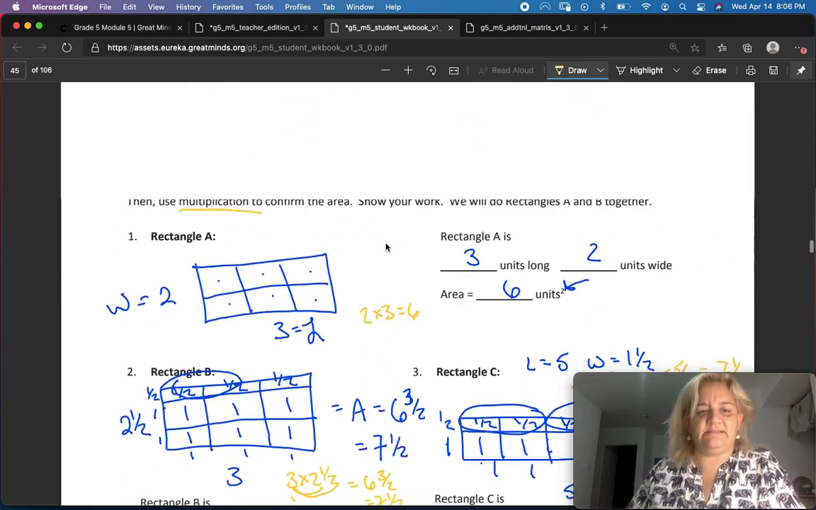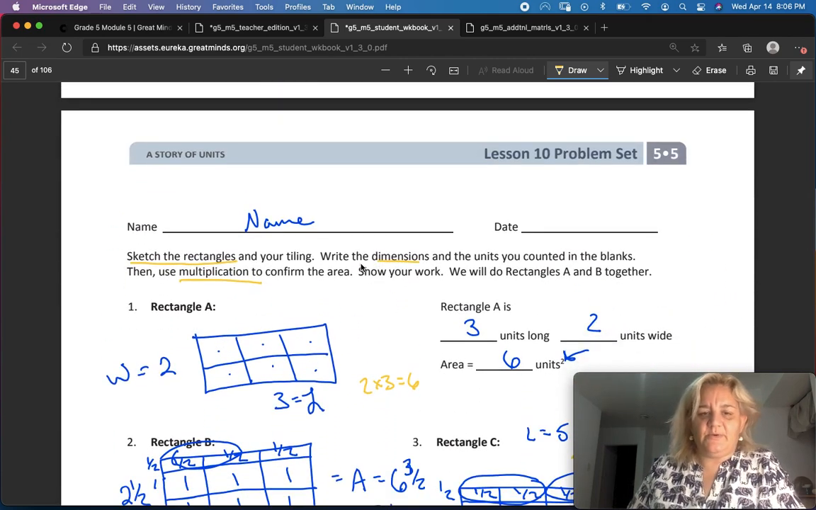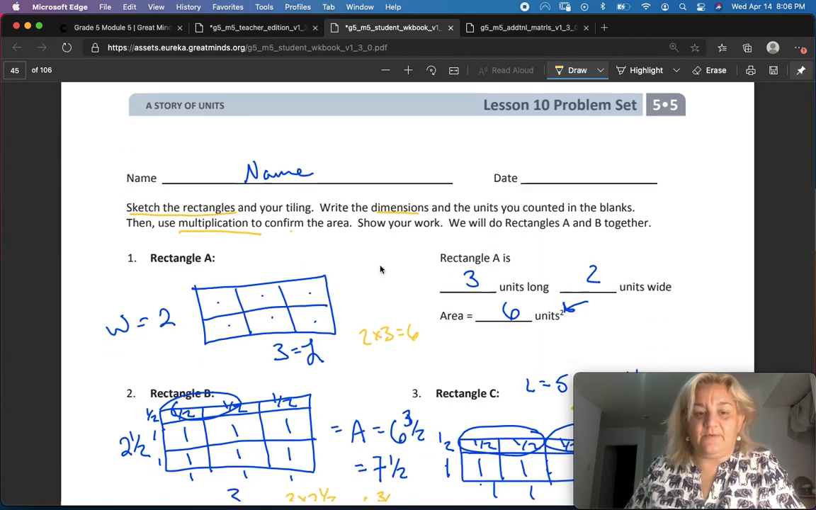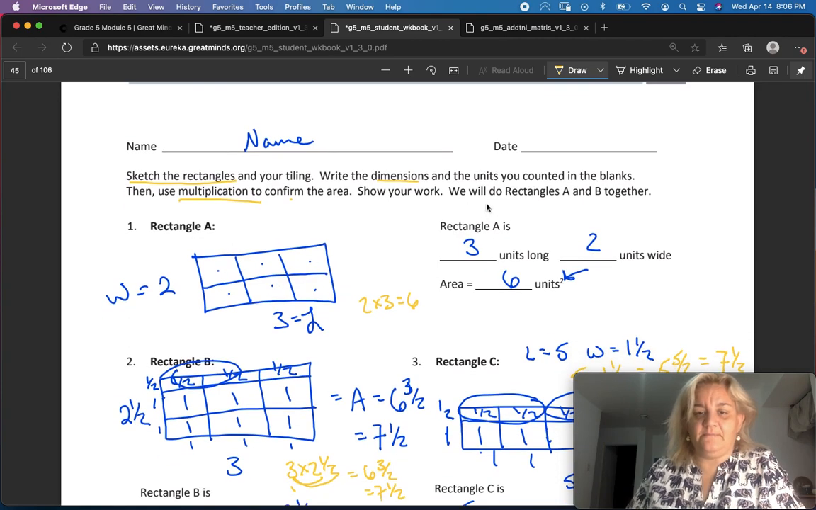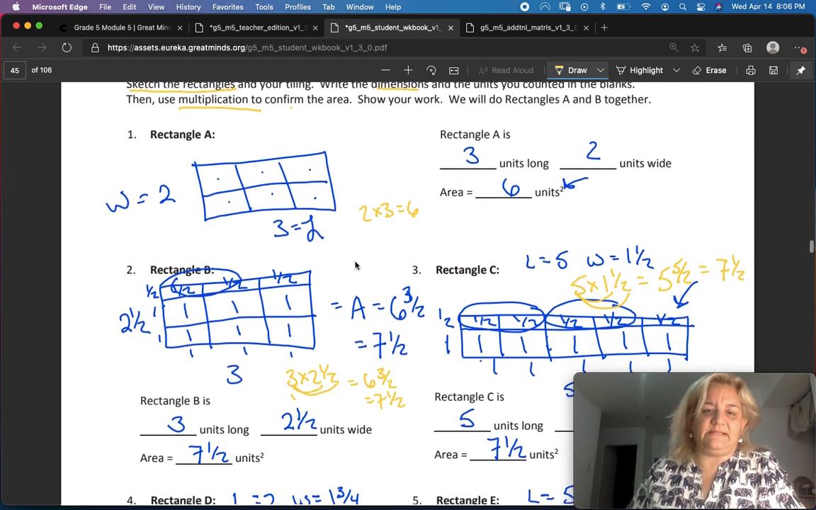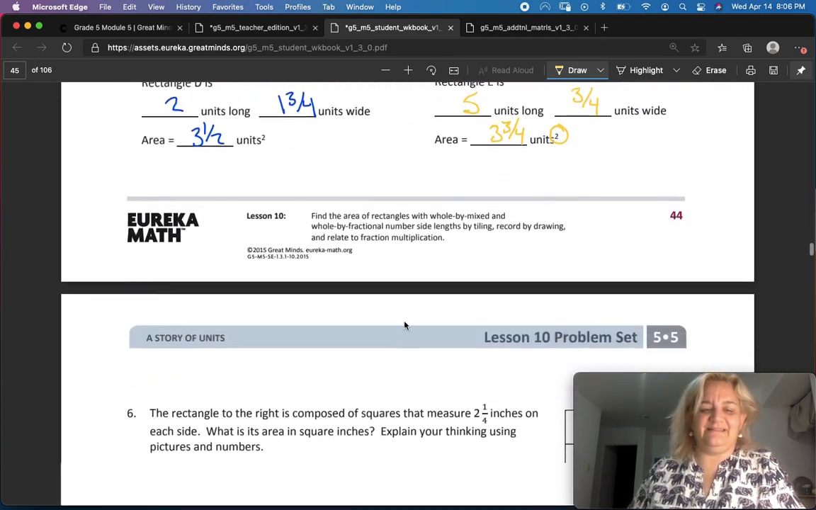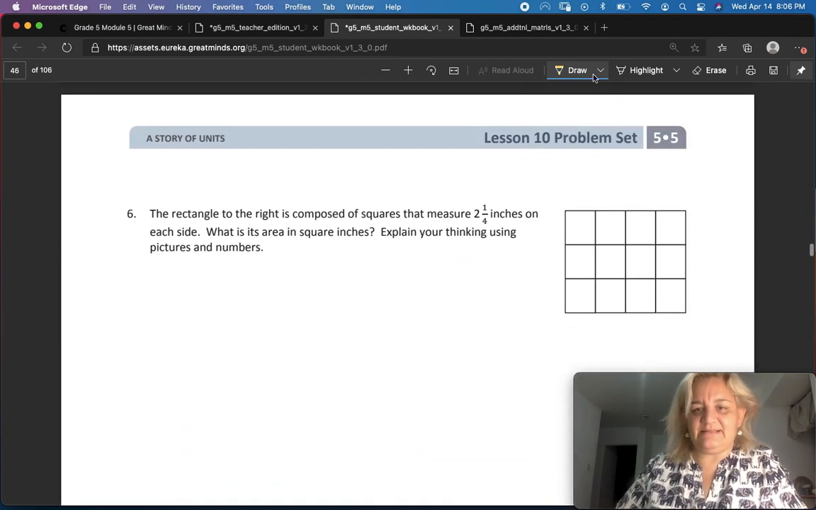Okay, so let's double check our directions. We drew the dimensions, we wrote the dimensions, we drew the rectangles, we multiplied to check our work, we showed all of our work, and we did A and B together, but we really did all of them together because you didn't have the dimensions. And let's go on to number 6.